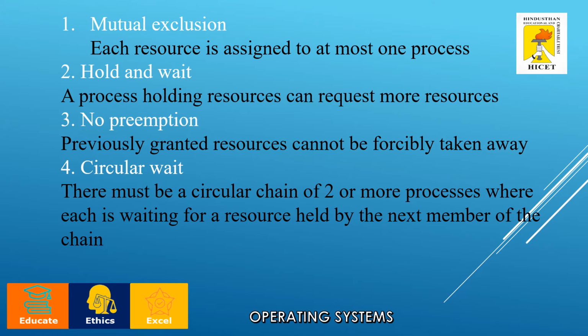And the next one is the no preemption method. Previously granted resources cannot be forcibly taken away by any other processes. And the last one is circular wait. There must be a circular chain of two or more processes where each is waiting for a resource held by the next member of the chain.